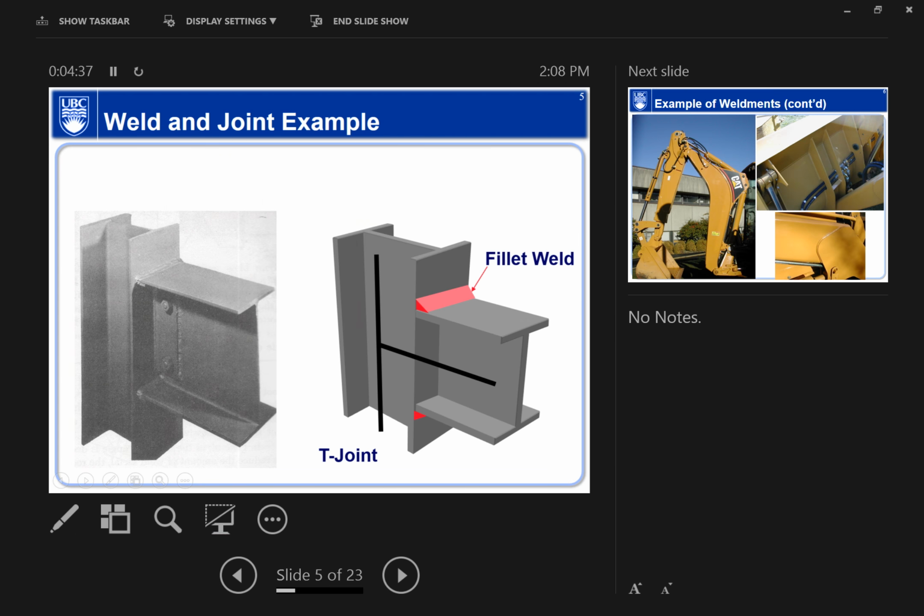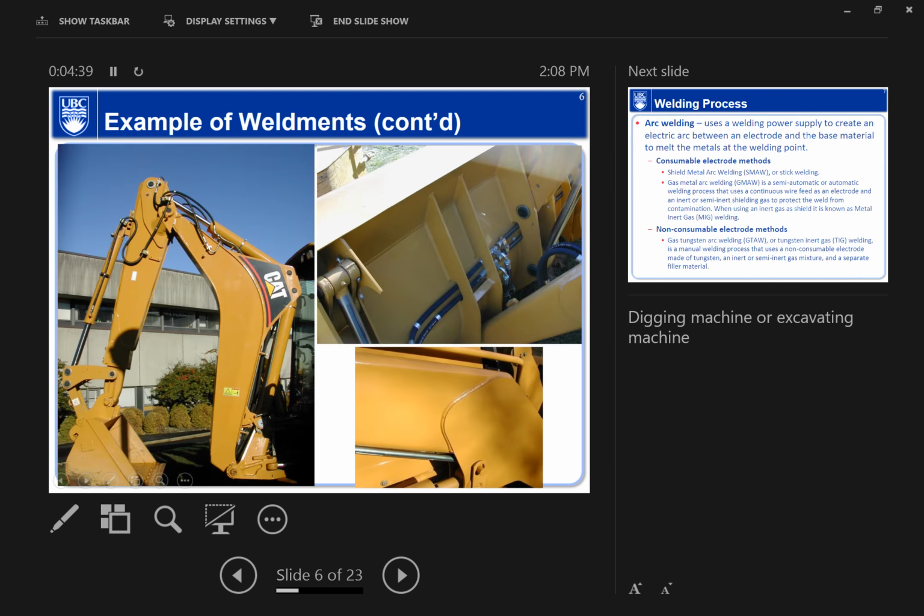And this one is an example of a weldment. This is a digging machine. If you look into the structure of the digging machine here, there are welds almost everywhere. For this basic structure, there are weldments here, and this weld here. So that's really the definition of a weldment: a structure put together by welding.